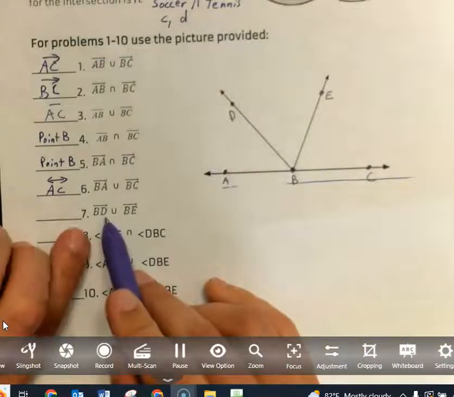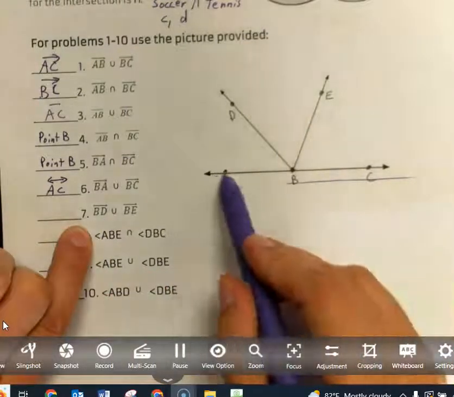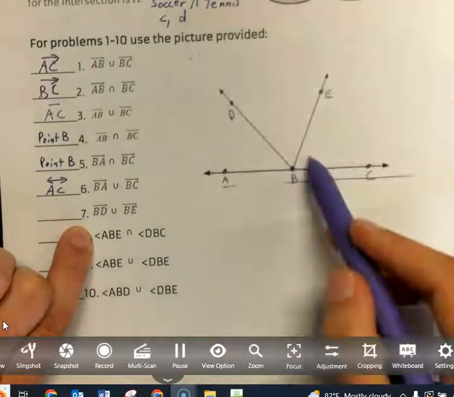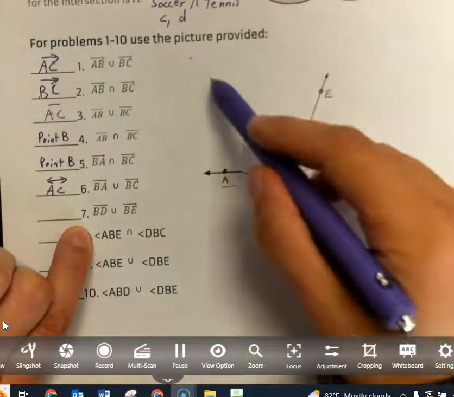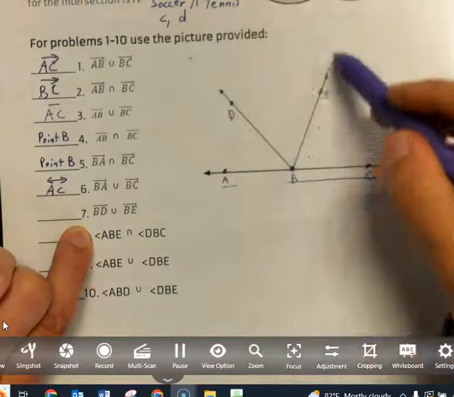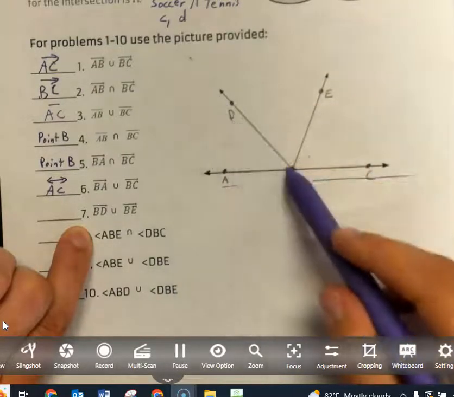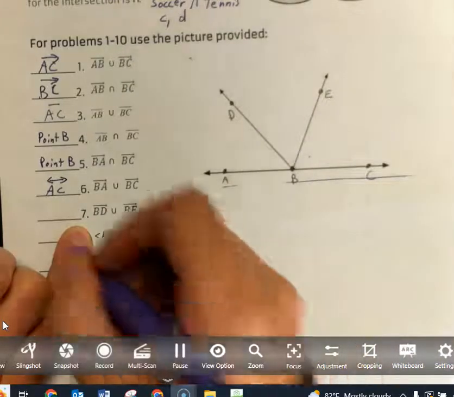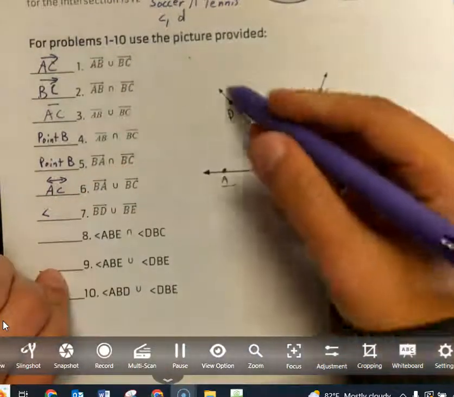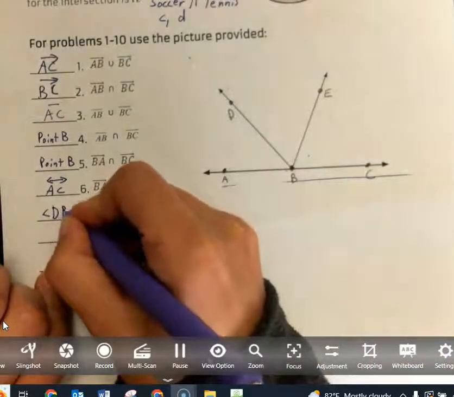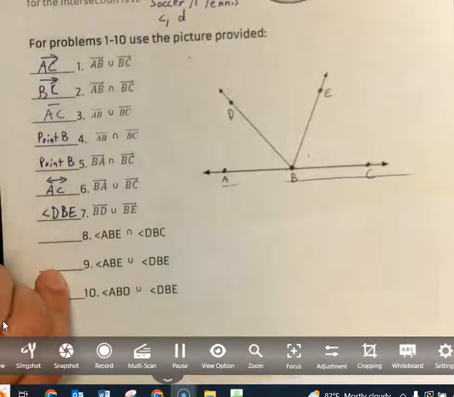All right, union of ray BD and BE. So what is this whole thing including? Well, I just created an angle. So I created angle DBE when I'm adding those two together.